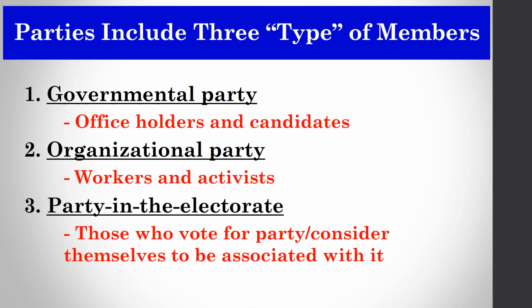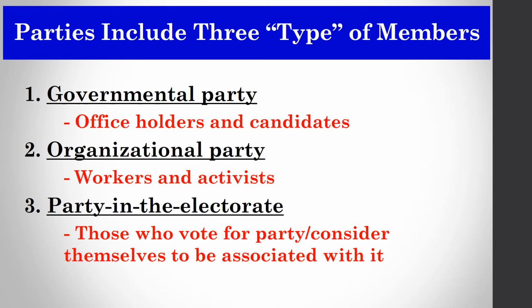So there are three types of members in the party. You can see there's the governmental party, and I think these titles sort of give away who would be included in them. In every party, you can imagine you're going to have members who are office holders and who run for office, the candidates. Those are going to be considered the governmental party because these are the people who are actually in government, helping to run government or hoping to run government.